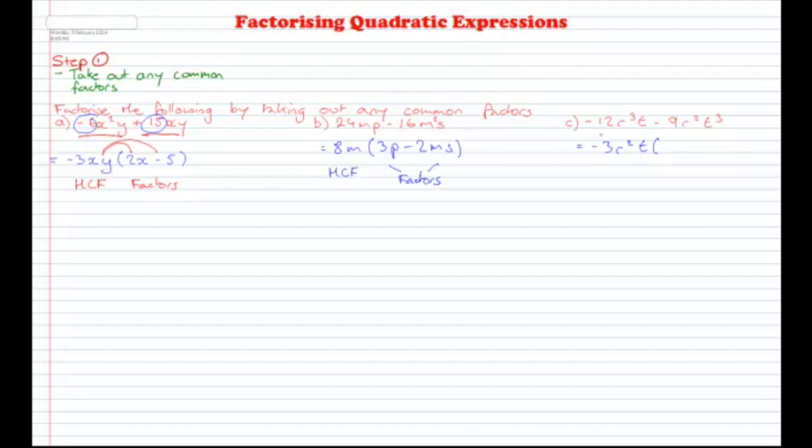Open the brackets now, so you get negative 3 times what will get you negative 12, well that's 4. R squared times what will get you r cubed, well that's going to be just r. T times what will get you t, well it's just 1, so you don't need to write anything.